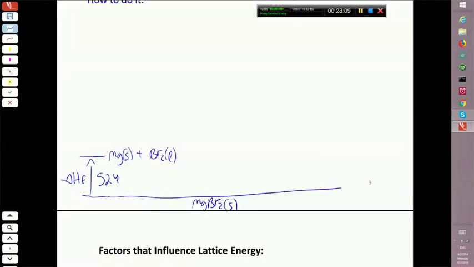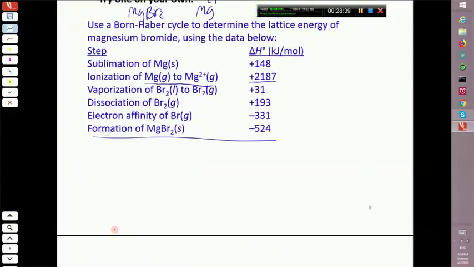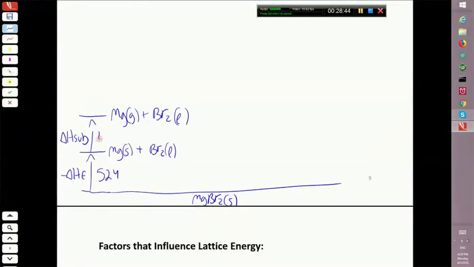And then, as I said, there's going to be 2 steps associated with the metal. We're going to sublime the metal or atomize the metal into the gas phase, and then we're going to ionize it. So we're going to do this step here where we take the magnesium solid and make it into gas phase magnesium, doing nothing to the bromine yet. This step here, as we said, is called the sublimation enthalpy. So that's just the energy required to break up solid magnesium into gas phase magnesium, which is this term here, plus 148. So it's 148 kilojoules per mole to do that step.